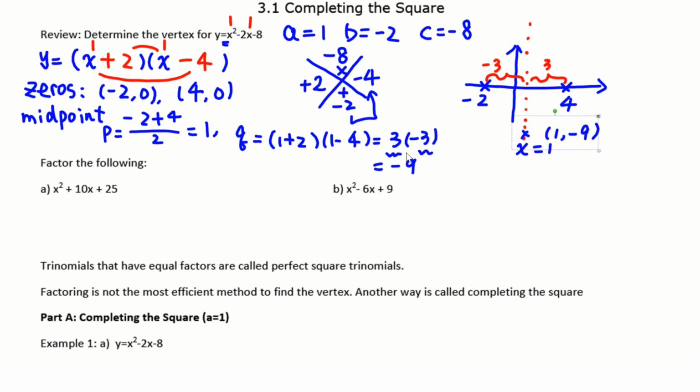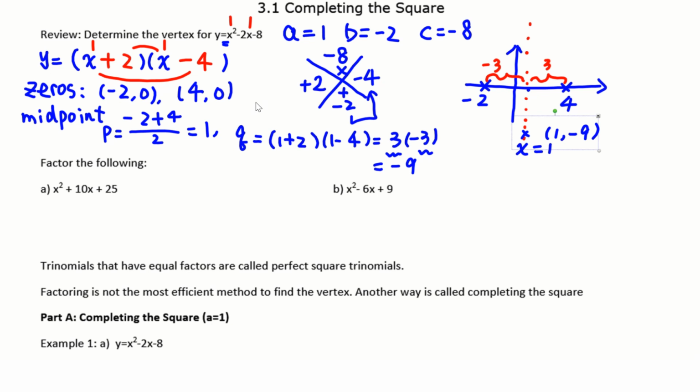So this is what we did before. If the standard form is factorable, we could find the two zeros, then find the midpoint. Then from the midpoint, we sub the x value into the original or factored form. Then we can find the y value.